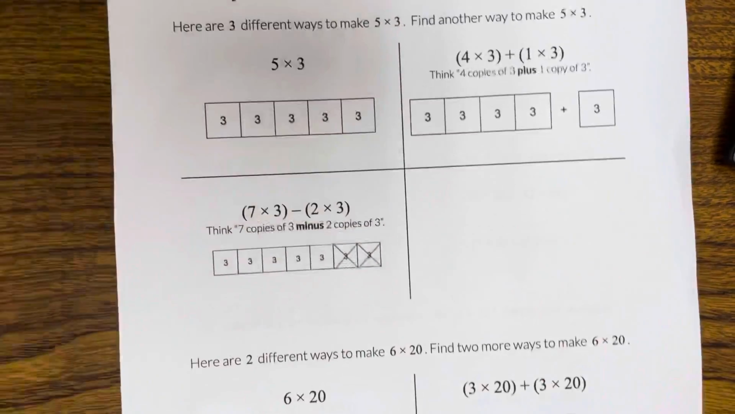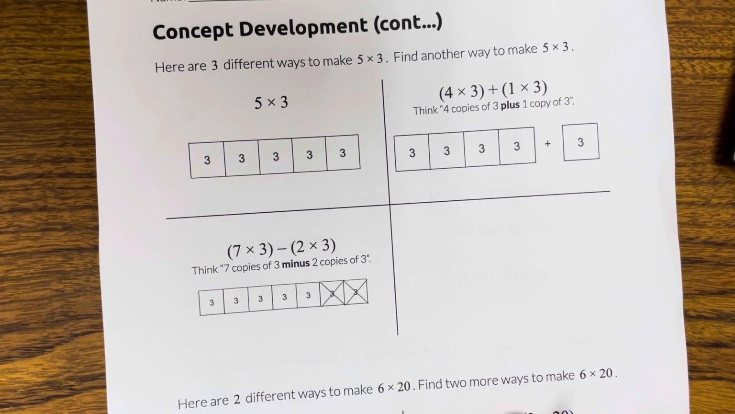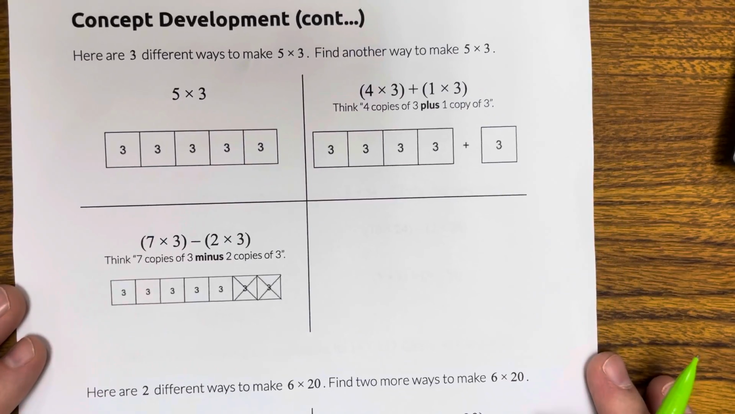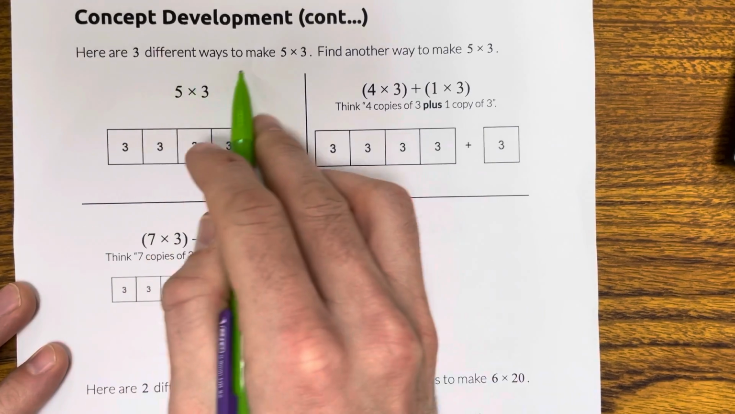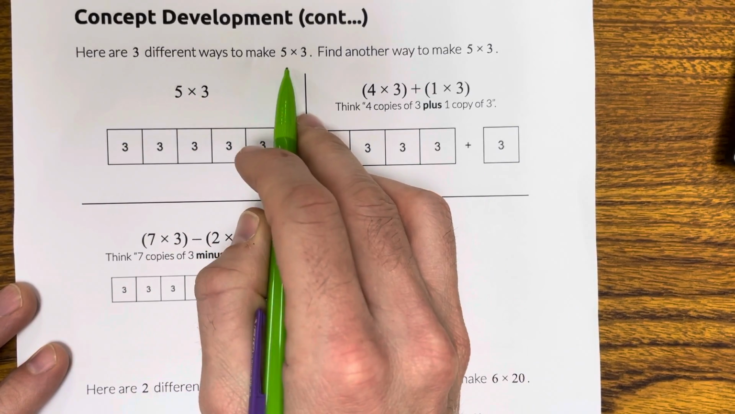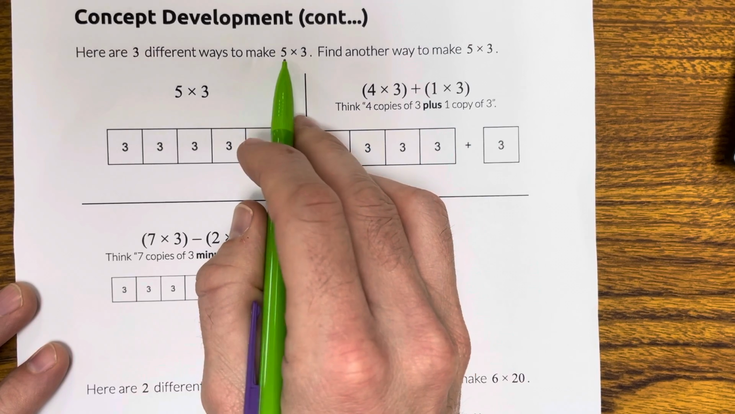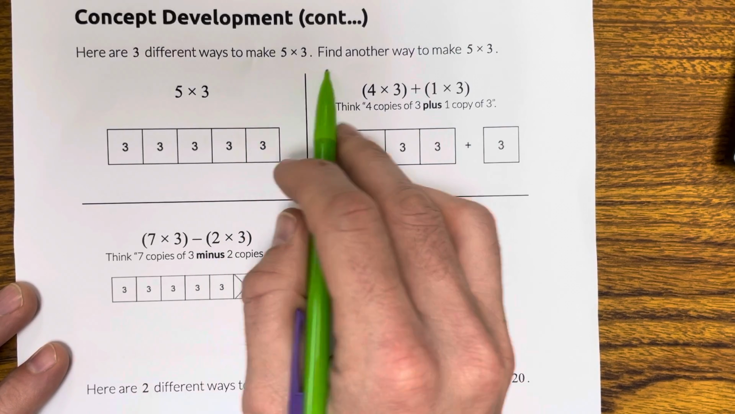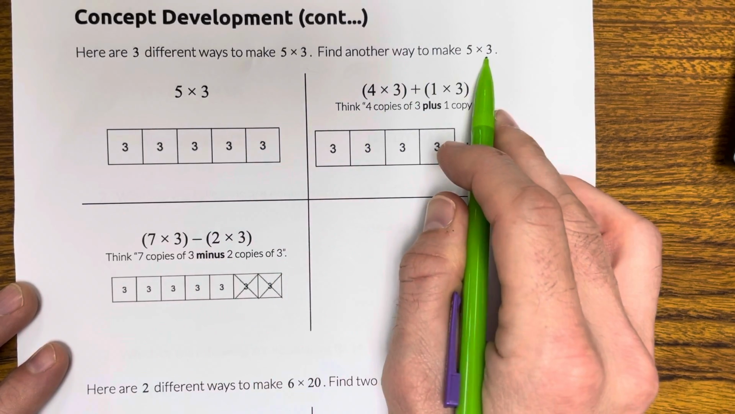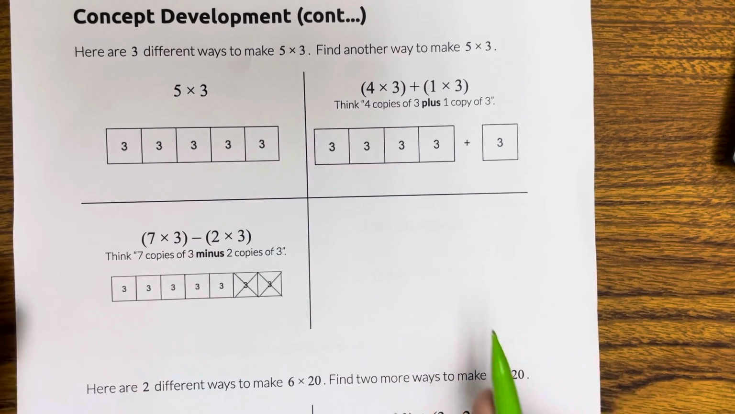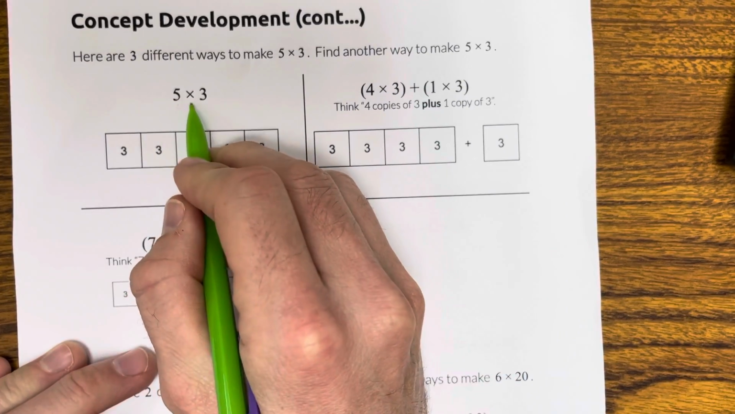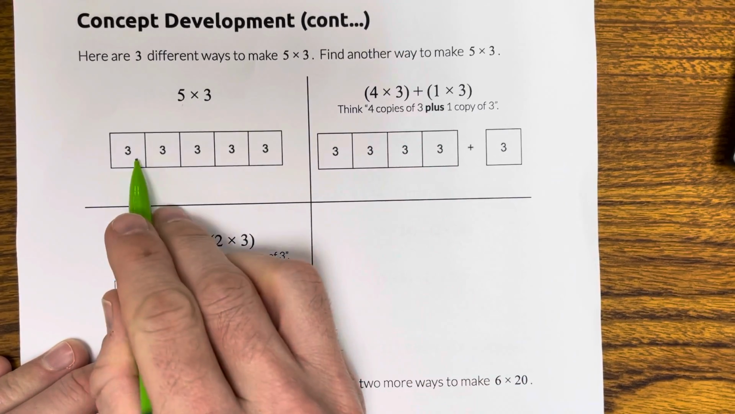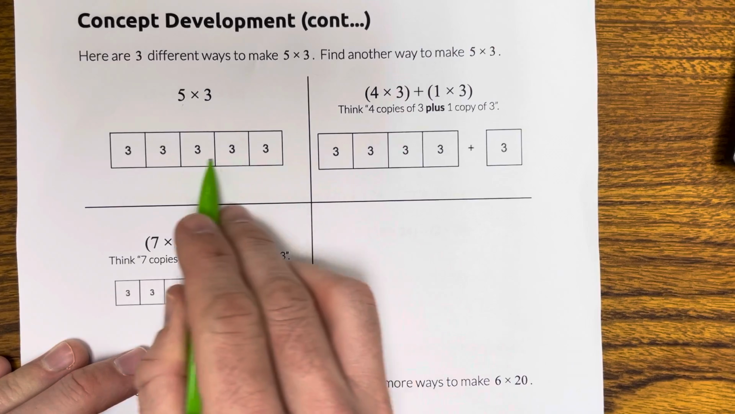Now the next piece expands on that, all right? So it says here are 3 different ways to make 5 times 3. In other words, to make 5 copies of 3. And then it says find another way to make 5 copies of 3. That's down here. So let's take a look at what this shows us. The first one is just what we just did, right? 5 copies of 3. 5 times 3, we've got 5 boxes, each have 3 in them.